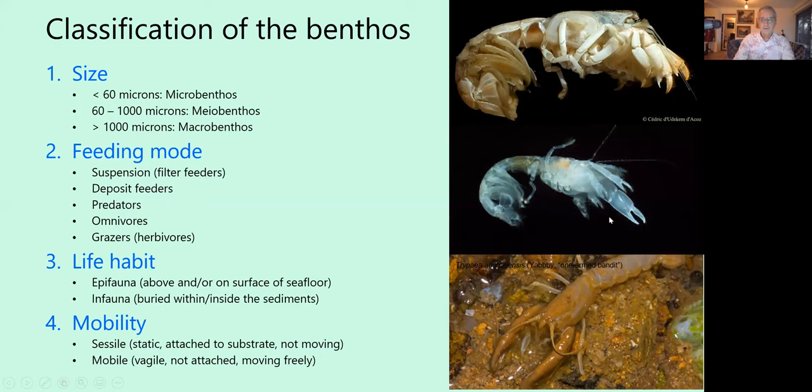And ecologists use, unfortunately, not one system, but quite a variety of different classification systems when it comes to dealing with estuarine animals or any other animals in the benthos. The first one is, if you look at organisms I used to work on a few years ago, you can classify animals simply by size. You can say, are they very small, either smaller than 60 microns, which is 0.06 millimeters, or between 60 microns and a millimeter, or larger than that.